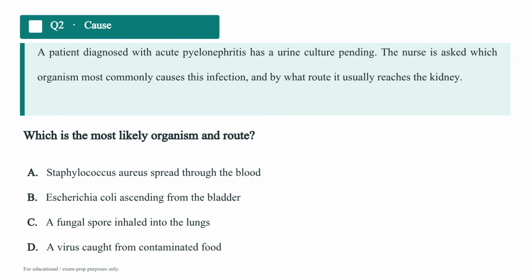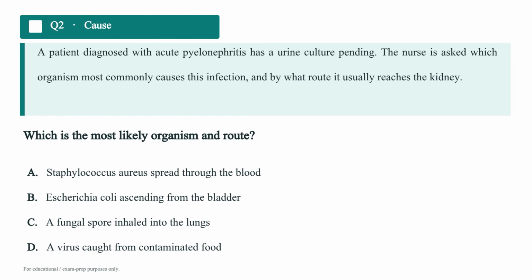Question 2. A patient with acute pyelonephritis has a urine culture pending. Which organism most commonly causes this infection, and by what route does it usually reach the kidney? Option A, Staphylococcus aureus spread through the blood. Option B, Escherichia coli ascending from the bladder. Option C, a fungal spore inhaled into the lungs. Option D, a virus caught from contaminated food.